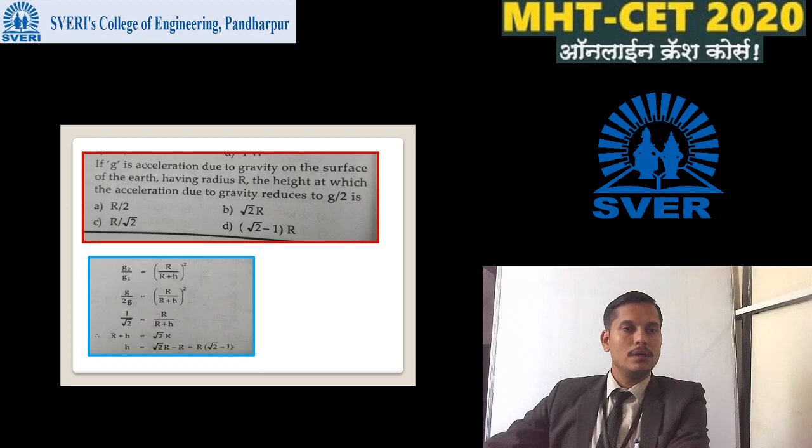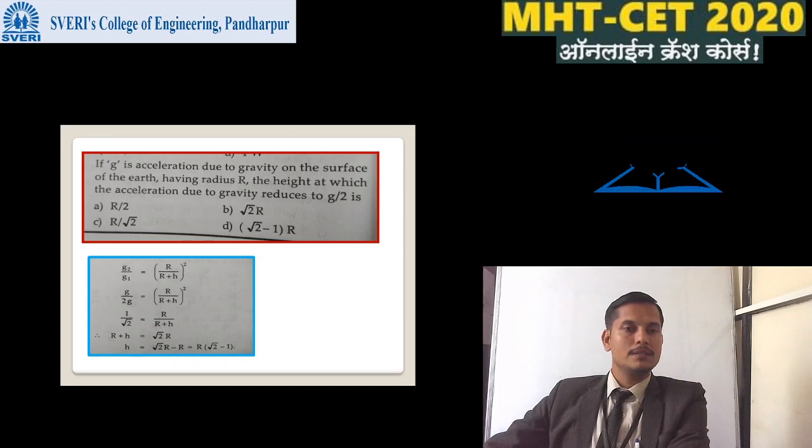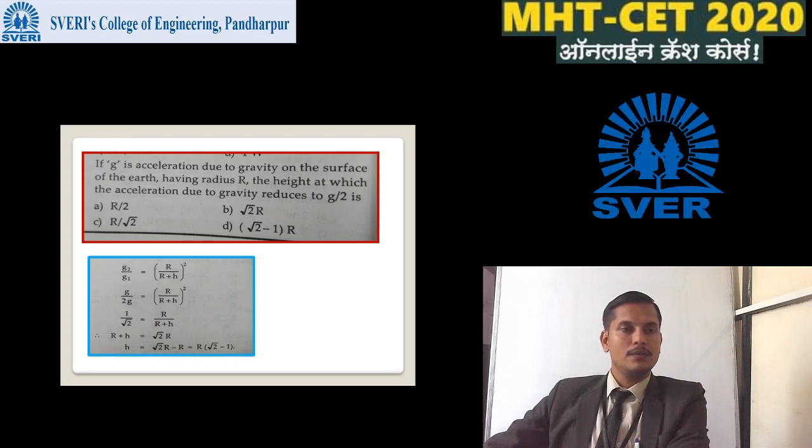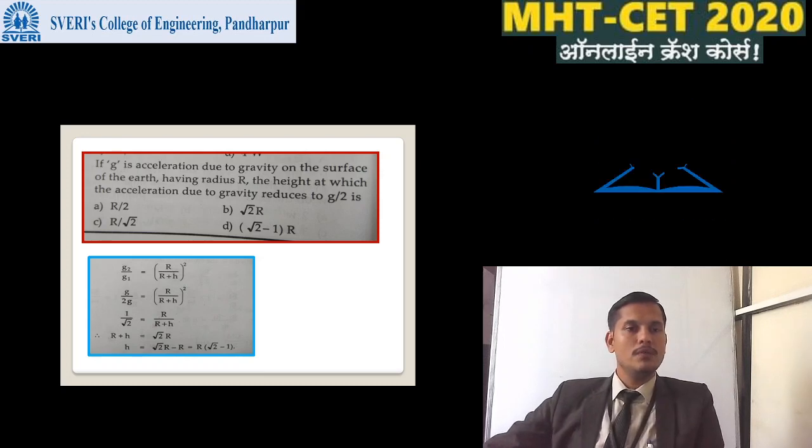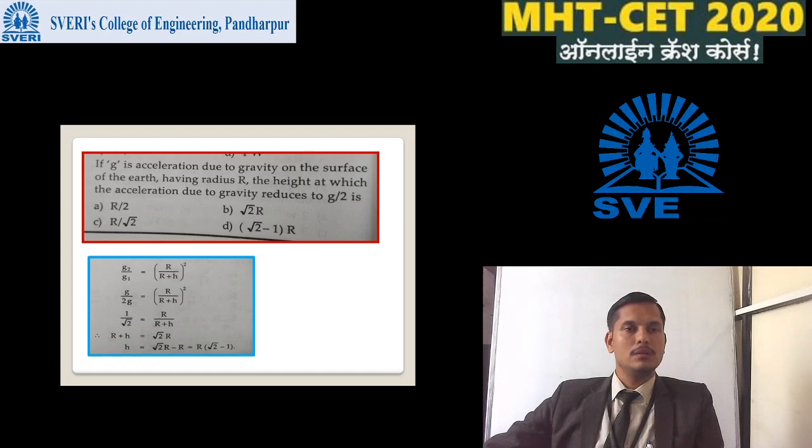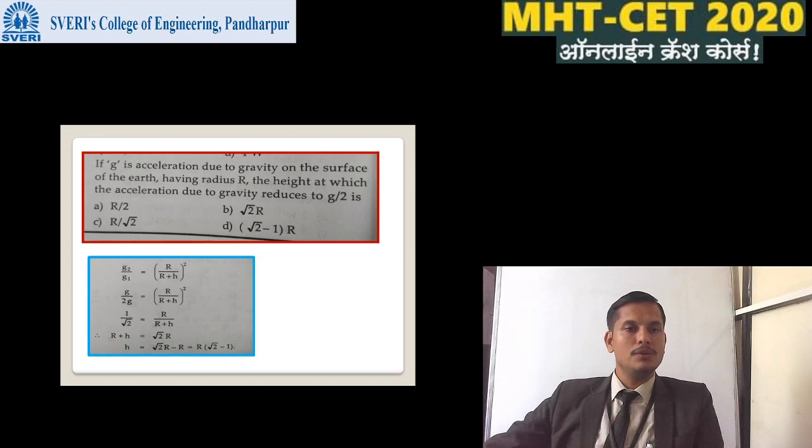So let us move to the next one. If g is acceleration due to gravity on the surface of the earth having a radius capital R, the height at which the acceleration due to gravity reduces to g by 2 is. So first try to understand this. If g is acceleration due to gravity on the surface of the earth, means on the surface, value g of course, with a radius capital R, the height at which the acceleration due to gravity reduces to g by 2.